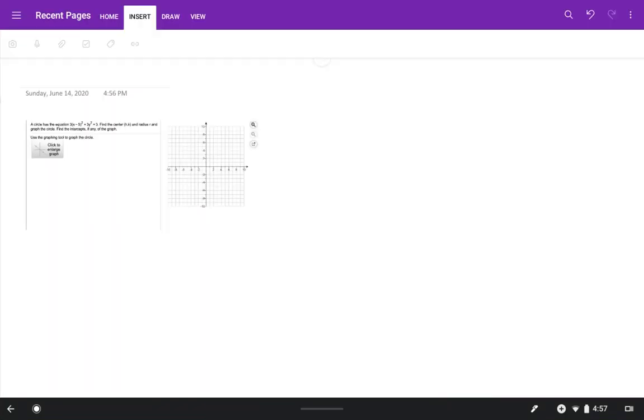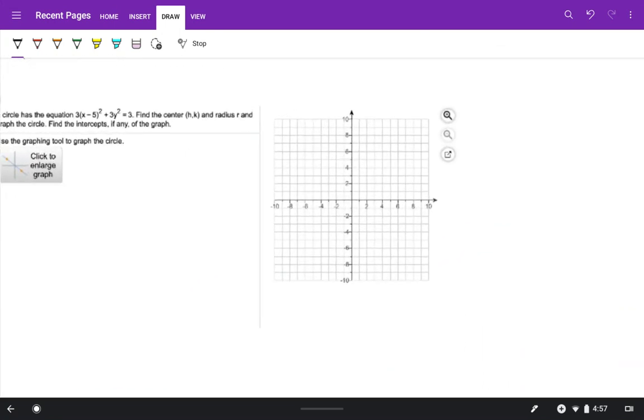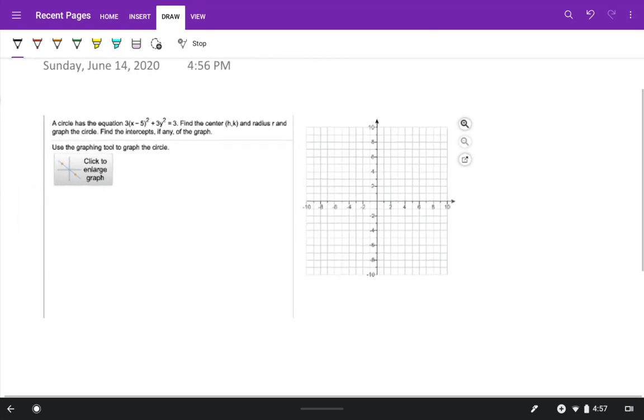Okay, so here I'm going over one of the homework problems. You have a circle with the given equation 3 times (x minus 5) to the second power plus 3y squared equals 3. We need to find the center, radius, graph the circle, and find intercepts.